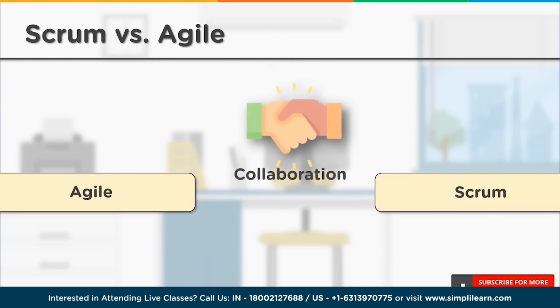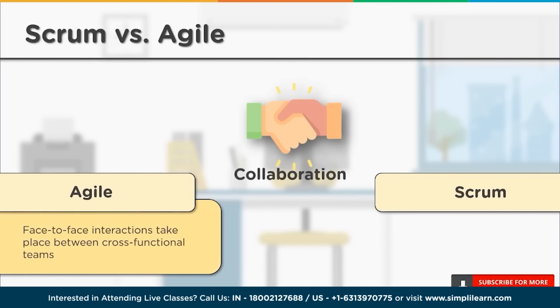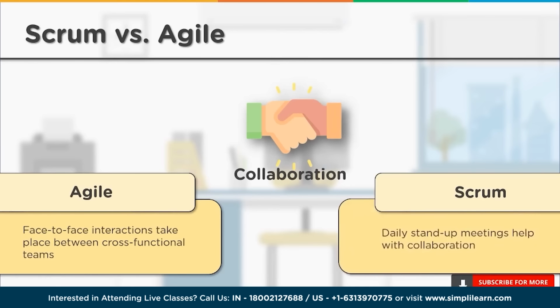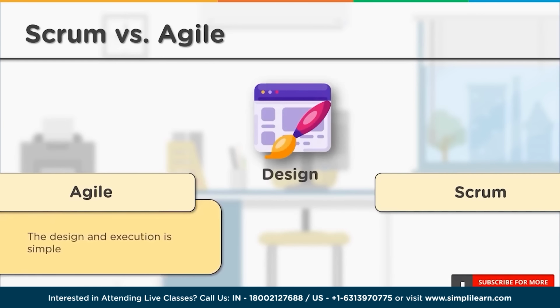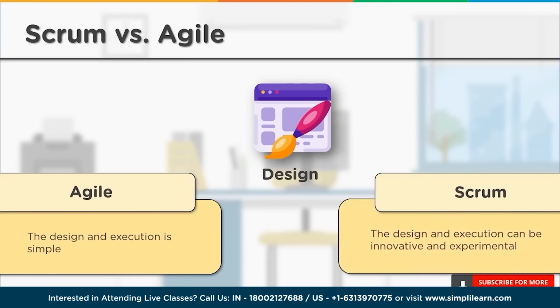Next, we have collaboration. With Agile, collaboration involves face-to-face interactions with team members of other cross-functional teams. For Scrum, daily stand-up meetings take place with specific roles like Scrum Master, Product Owner, and the Scrum team. And finally, we have design. With Agile, the design as well as its execution, it's relatively simple. With Scrum, the design and its execution can be innovative and experimental.